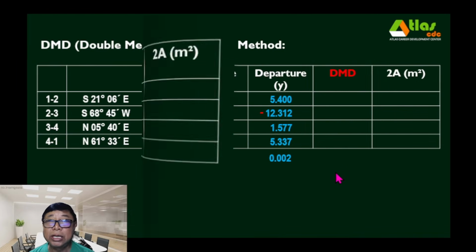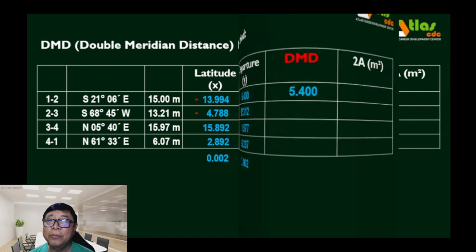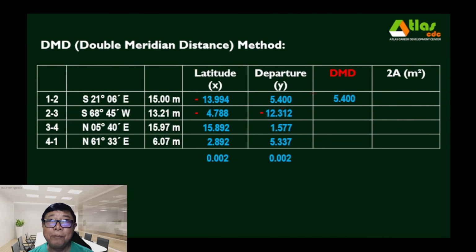Our third column to fill up is the DMD. For the first DMD, you just copy the first value of your departure. So this is your departure, just copy it. That will be the value for your first DMD. For our next DMD, we are going to add these three values. We add 5.4 plus 5.4 and negative 12.312. You will get the next DMD at negative 1.512.